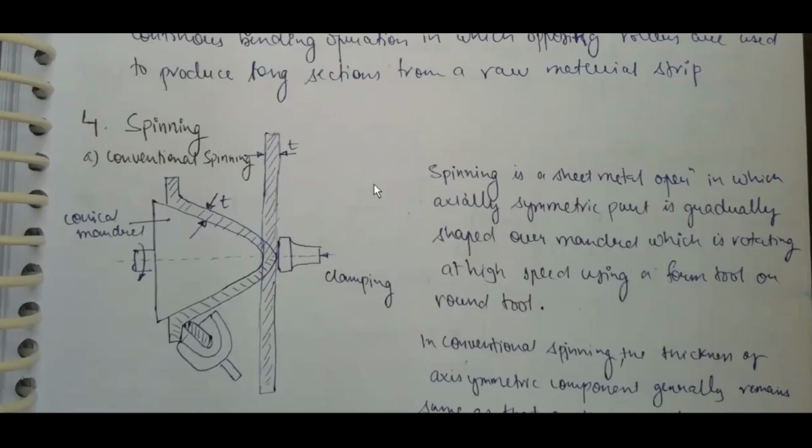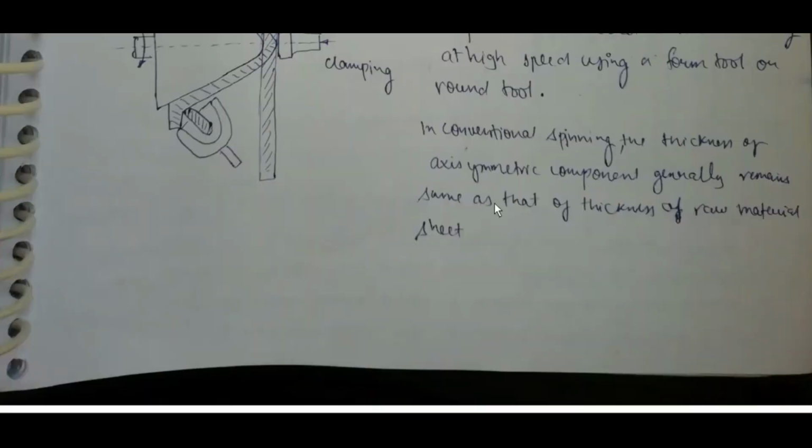Spinning, conventional spinning, conical mandrel, tail clamping, tail spinning. Spinning is a sheet metal operation in which an axially symmetric part is gradually shaped over a mandrel, which is rotating at high speed, using a form tool or round tool. In conventional spinning, the thickness of the axis symmetric component generally remains the same as the thickness of the raw material sheet.